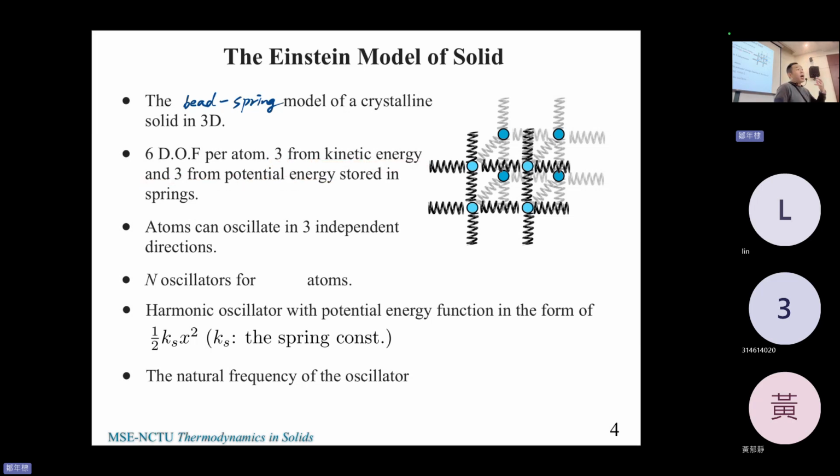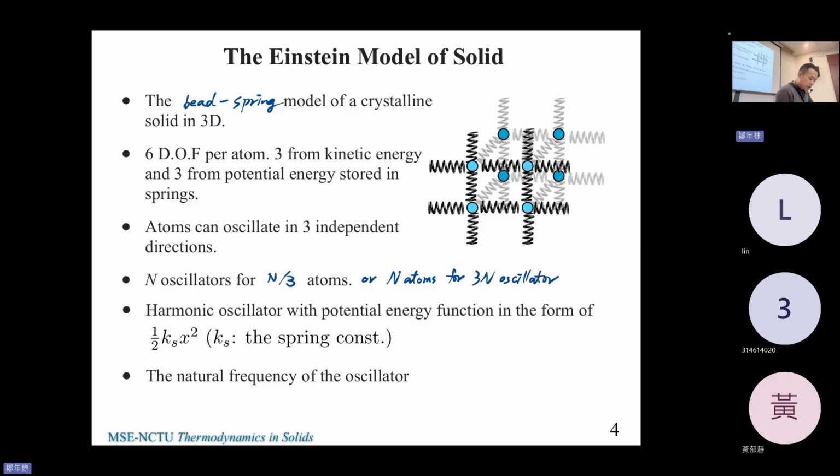And we know that each atom has, on average, 3 oscillators around it. So an atom can oscillate in 3 independent directions, x and y and z, and there is an oscillator for n over 3 atoms. If you have n oscillators, it means that you have n over 3 atoms, or you can say n atoms for 3n oscillators.